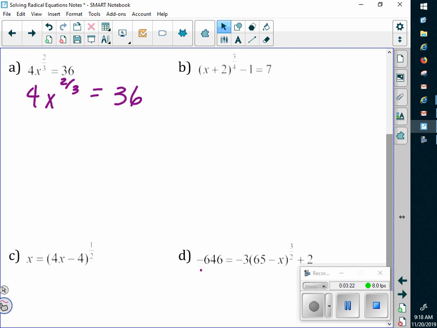Now, based on what you did yesterday, what do you think the first thing is you're going to do here? Okay, I'm going to rewrite as a radical, but is there something I would like to do first? Yeah, let's isolate that fractional exponent and then rewrite it as a radical. So, what would we do? Divide by 4. So I'm going to have x to the 2/3 equals 9.